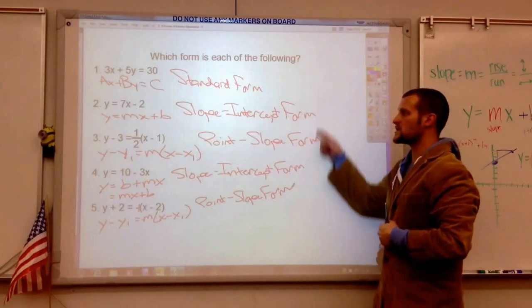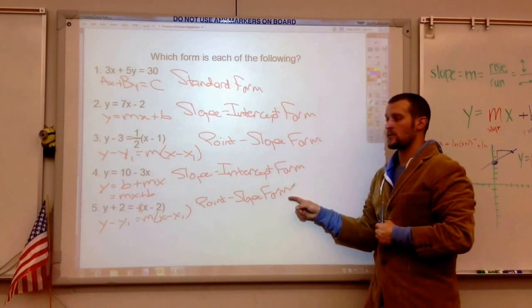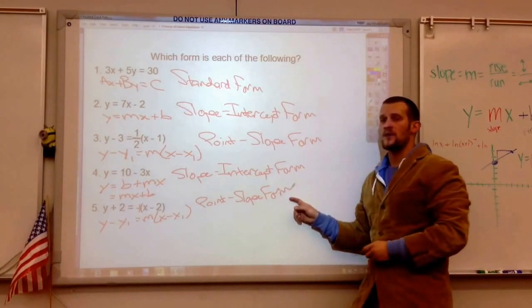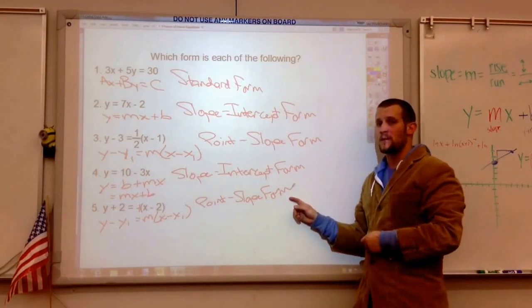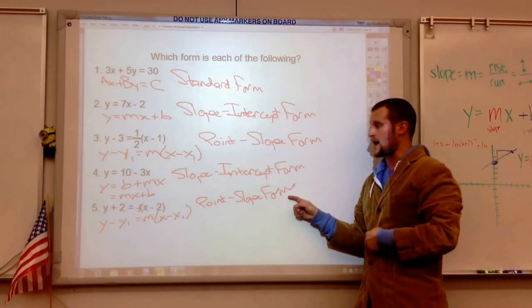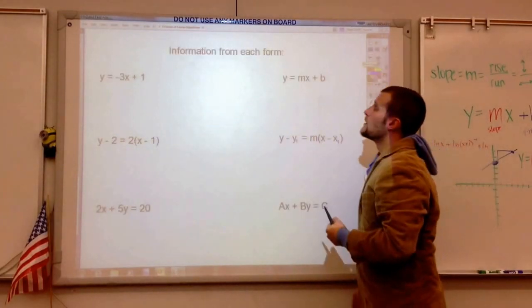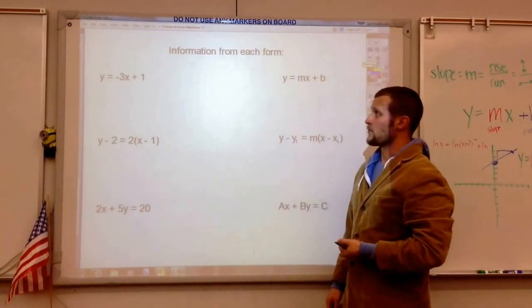So hopefully off of this you should be able to look at equations like these and label which type of form you're looking at. The important thing about that is we can pull out different types of information from each different form, so you have to know which form it is to know what information you can get. The information we can pull out from different forms.